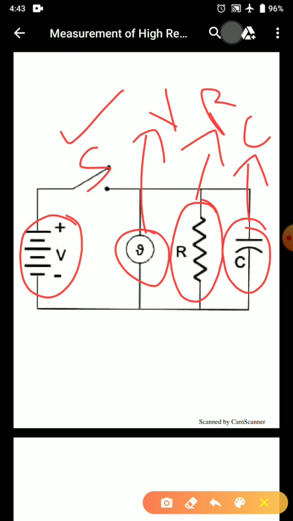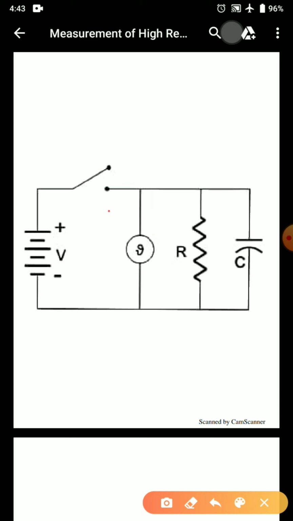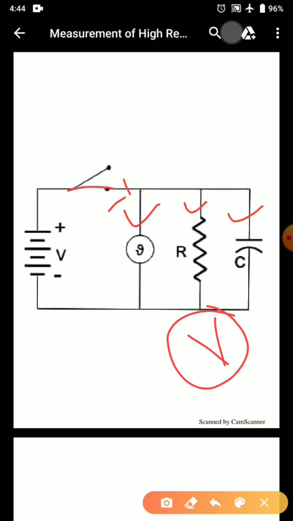Now when I close the switch, current will flow across this path and across the three branches, and because of this the capacitor will get charged, up to whatever the limit is. For example, let us consider the capacitor gets charged to voltage V, and then we open the switch. When we open the switch, the capacitor will try to discharge through the resistor R.